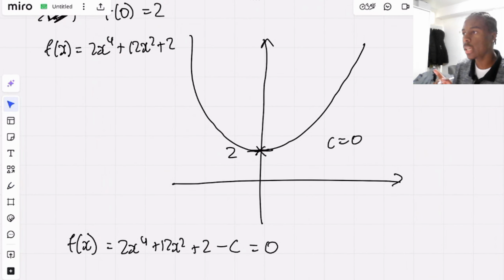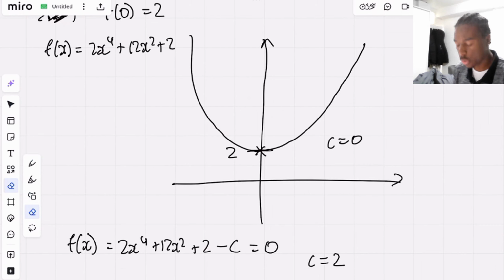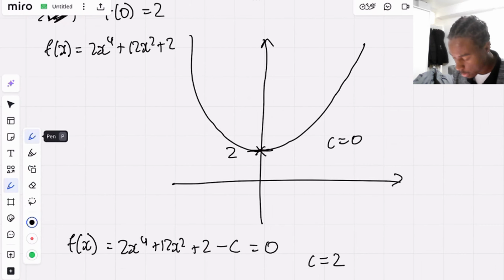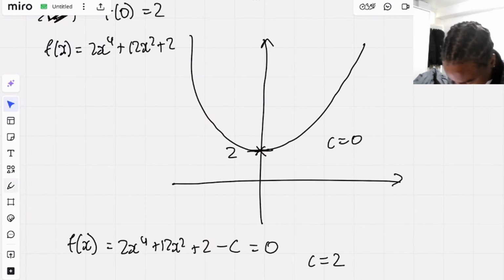Okay, so now we're going to think about, what if c is equal to 2? Well, if c is equal to 2, can you see how that's just going to be a shift of our entire graph downwards by 2 units? Okay, so our graph is going to look like this.